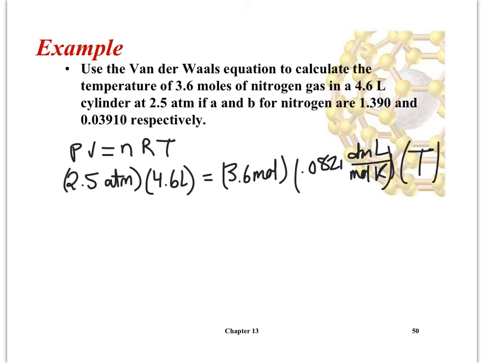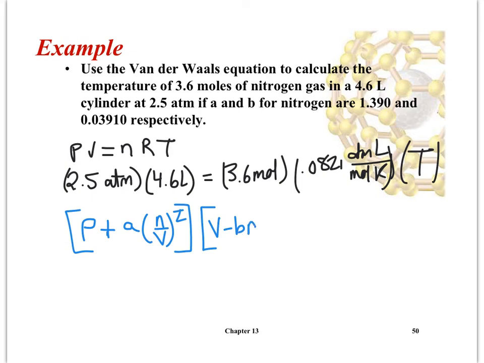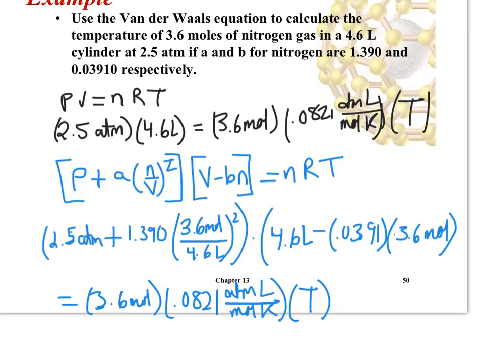We're also going to do that with the van der Waals equation, which says P plus A n squared over V squared, all quantities are P, then that is times V minus B n equals nRT. So here are my numbers plugged into the van der Waals equation.